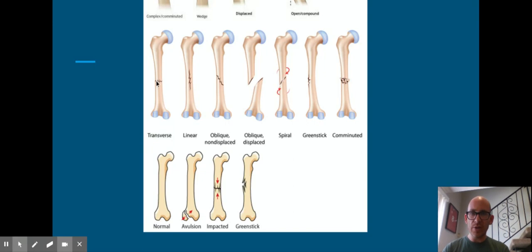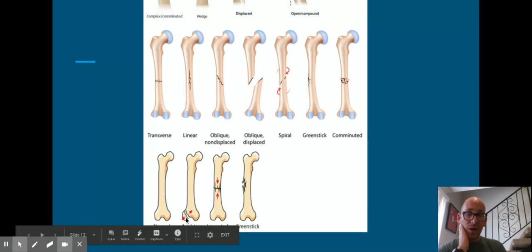Transverse going across, linear or longitudinal or long, oblique is on the diagonal, non-displaced and displaced where they are fully separated. See that spiral one twisting round. Green stick, it's just broken on one side and the other side stays intact. Comminuted, we can see that's not very clear, but there's lots of little pieces in there, so it's broken into 3 fragments.